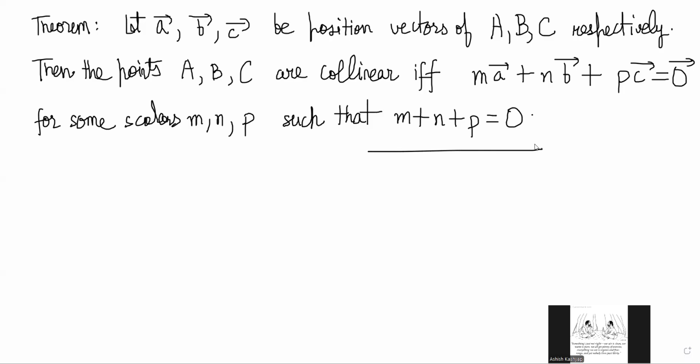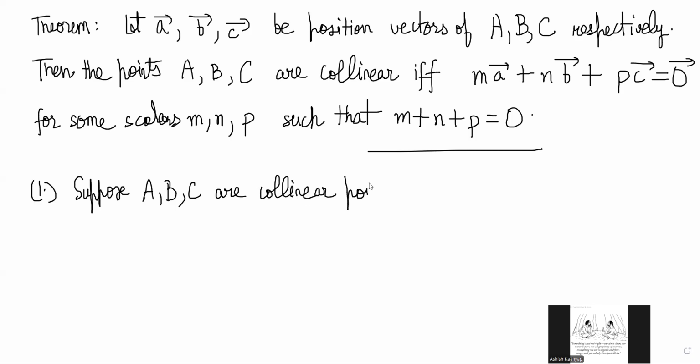Okay, so what we will do here is we will do the proof of this statement in order to understand this idea properly, because this type of thing can come in questions. Okay, so let's think about it. First part we'll prove is suppose A, B, and C are collinear points. So that means they lie on the same straight line, A, B, and C, right?